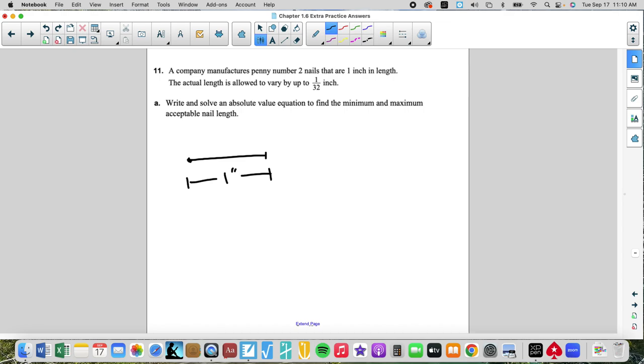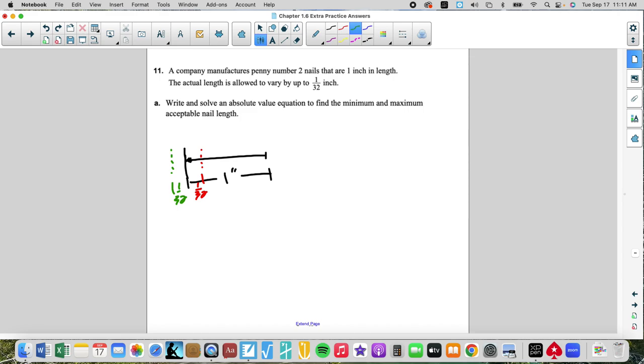1/32 of an inch. So it can be longer, well, let's do it in green. It can be longer by 1/32, or it can be shorter by 1/32. So if this is my 0 value, this is exactly what it should be at. I can be somewhere in between here, and it would be okay. So write and solve an absolute value equation to find the minimum and maximum acceptable nail length.